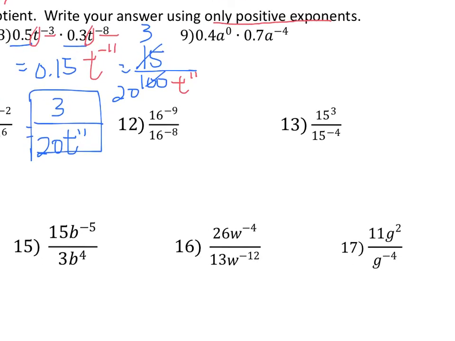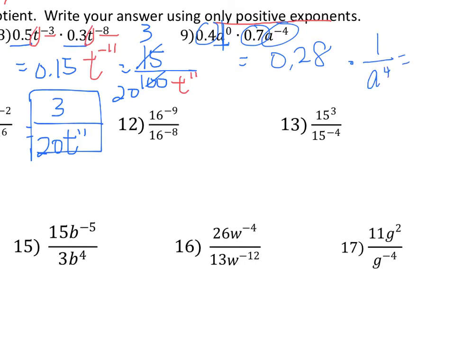Now, this problem, number 9. 0.4 times 0.7 is 0.28. A to the 0 is 1, so don't worry about that anymore. A to the negative 4 is 1 over a to the 4th power.